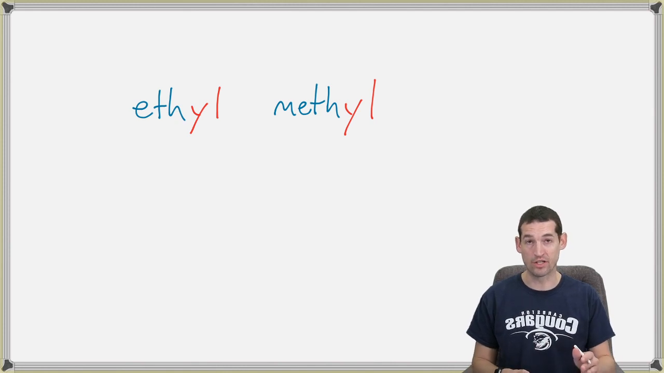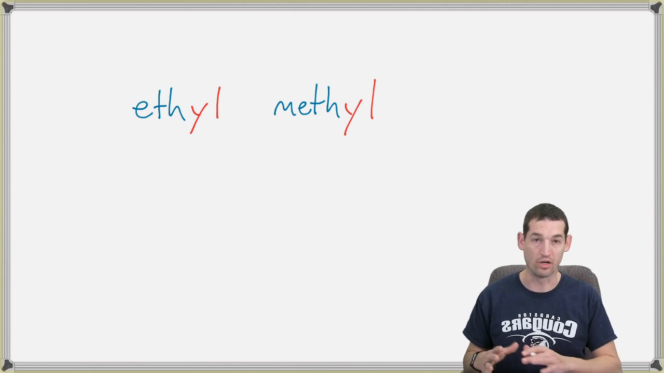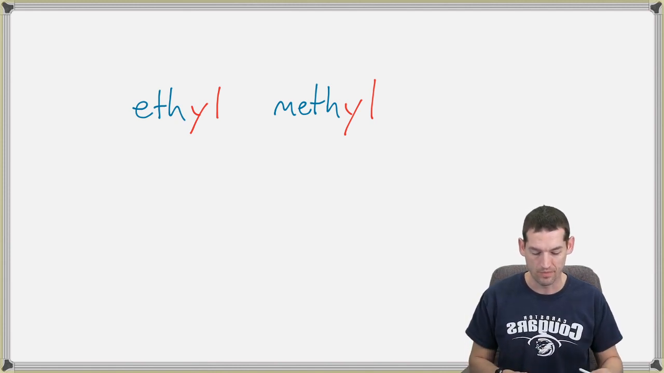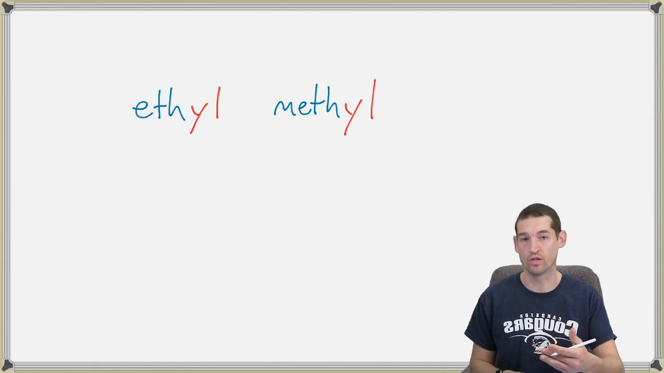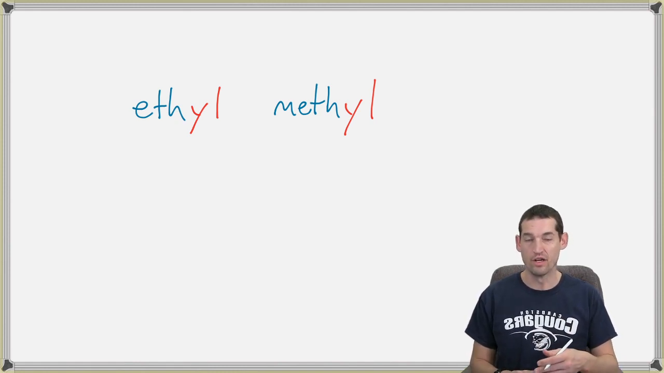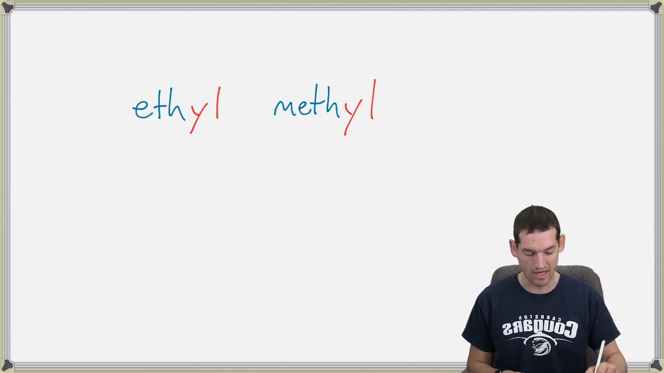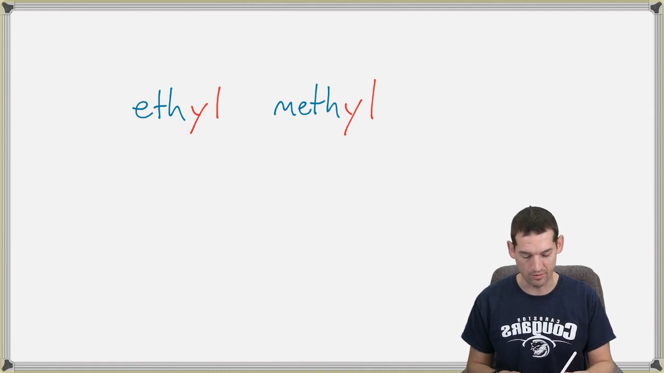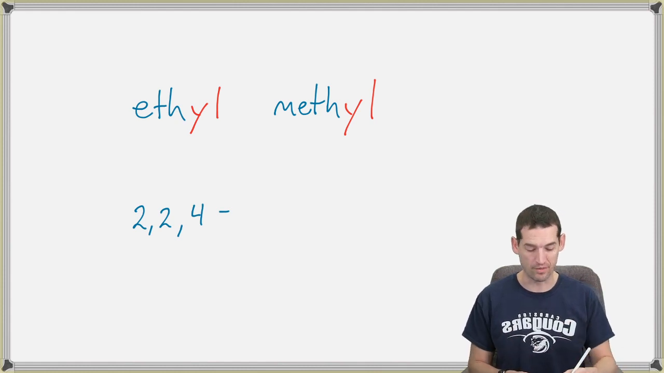Now, all of our branches will need numbers, so these are both going to get numbers as well, but I'll cover that here in a second. The other thing to note is that sometimes you'll have more than one branch. So let's say I have 3 methyl branches. Well, if that was the case, I would have 3 numbers, and you don't need to worry about the numbers right now, but let's just say it's a 2, 2, 4. And because there are 3 of them, I would have to call it a trimethyl.